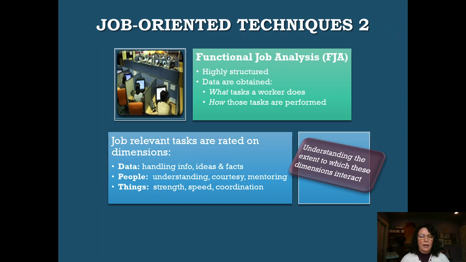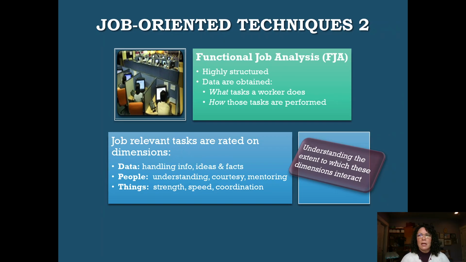So, data, you're handling information, ideas, and facts. People, you're trying to understand them, you're showing them courtesy, you're mentoring them. I mean, different things that can be people things. The things category would be how strong or fast or coordinated or other kinds of capacities with regard to objects and things, right? So how much do these interact with each other?